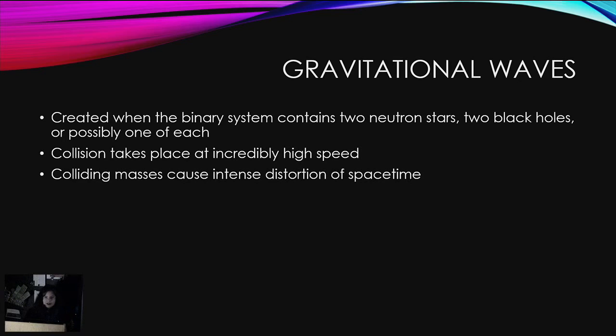And because the objects are so massive, their gravity accelerates them faster and faster. So at the moment of collision, the stars or the black holes can be orbiting 1,000 times a second, which is really fast considering that they can be 1.5 times the mass of the sun, and they're orbiting each other 1,000 times a second just before collision.